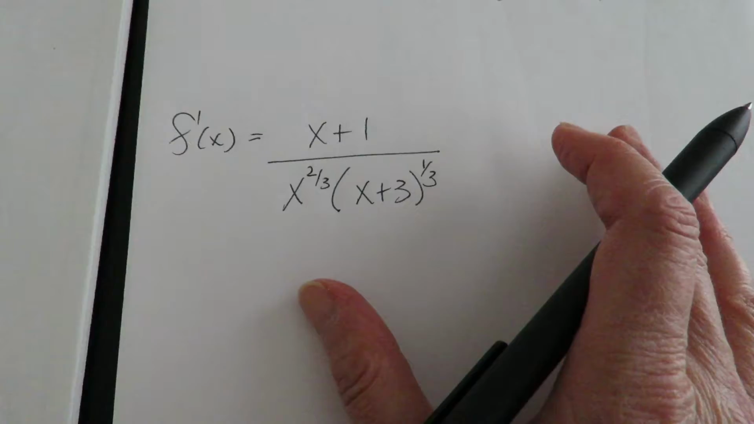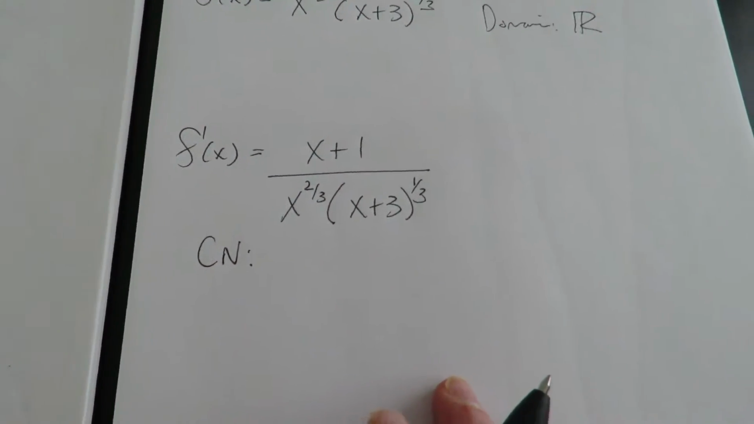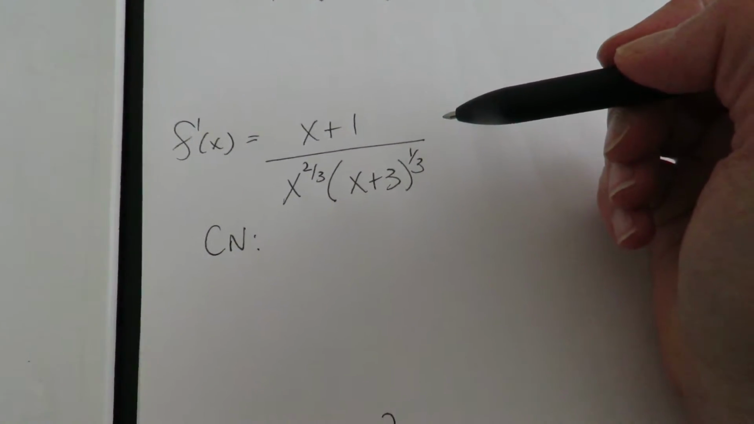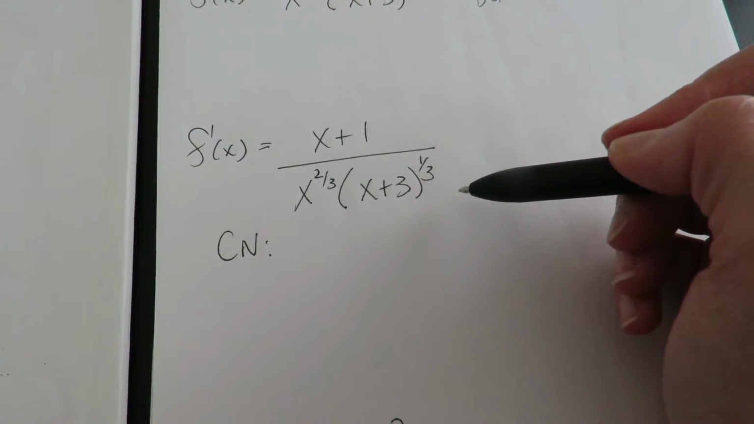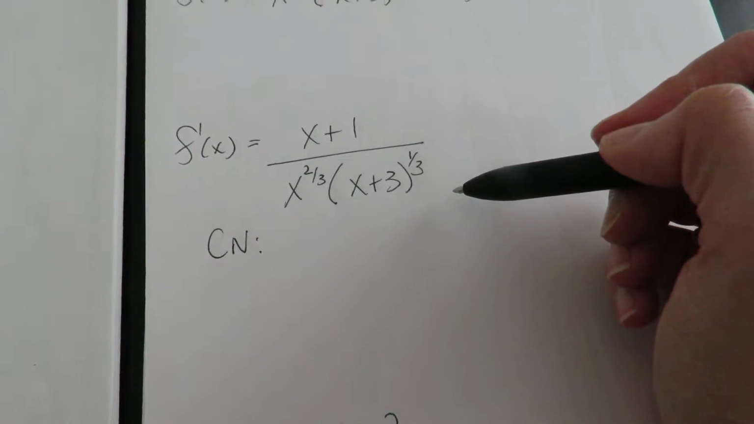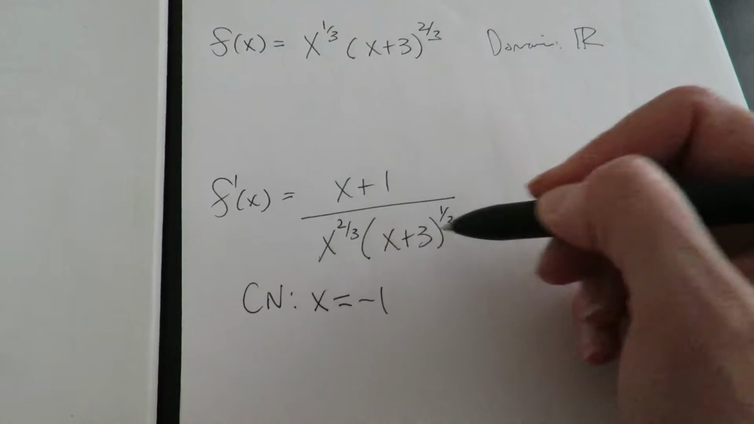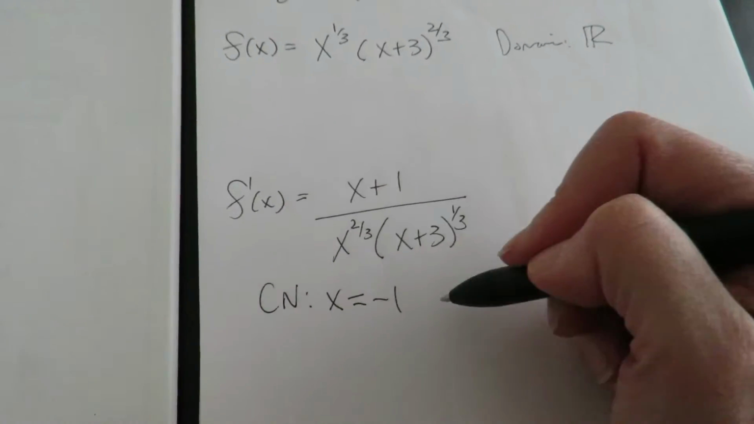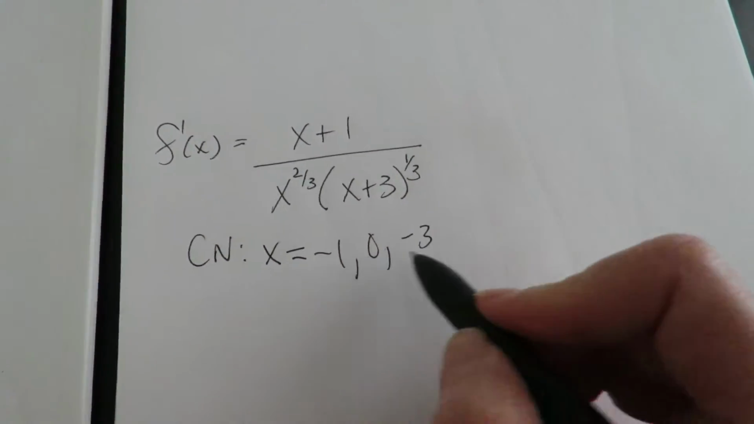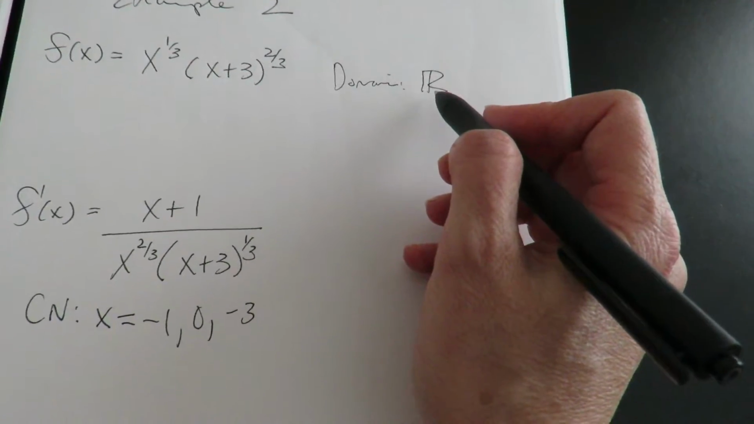Now I'll go right ahead and find my critical number and my critical point. Critical numbers occur when the numerator is equal to 0 and when the denominator is equal to 0, assuming that is not a domain restriction. So the numerator is equal to 0 at -1. The denominator is equal to 0 at 0 for this one and -3 for this one. Again, none of these numbers are domain restrictions because my domain is all real.